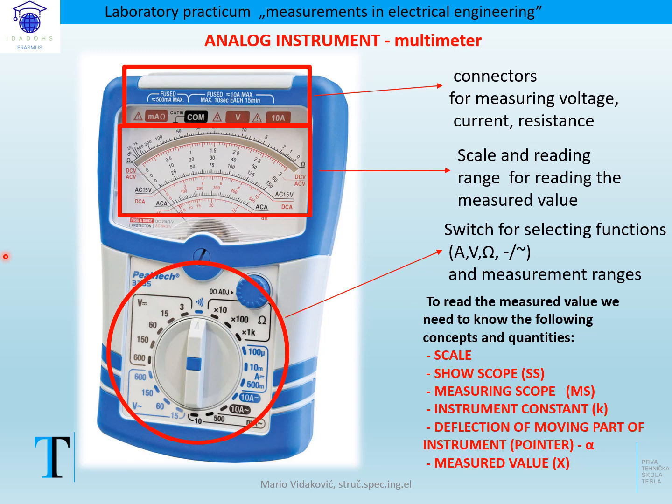To read the measured value, we need to know the following concepts and quantities of the analog instrument. First is the scale, then the scope, SS, measuring scope, MS, instrument constant, K, deflection of the moving part of the instrument or pointer, alpha, and measured value X. On the next slide we are going to say some words about these values.